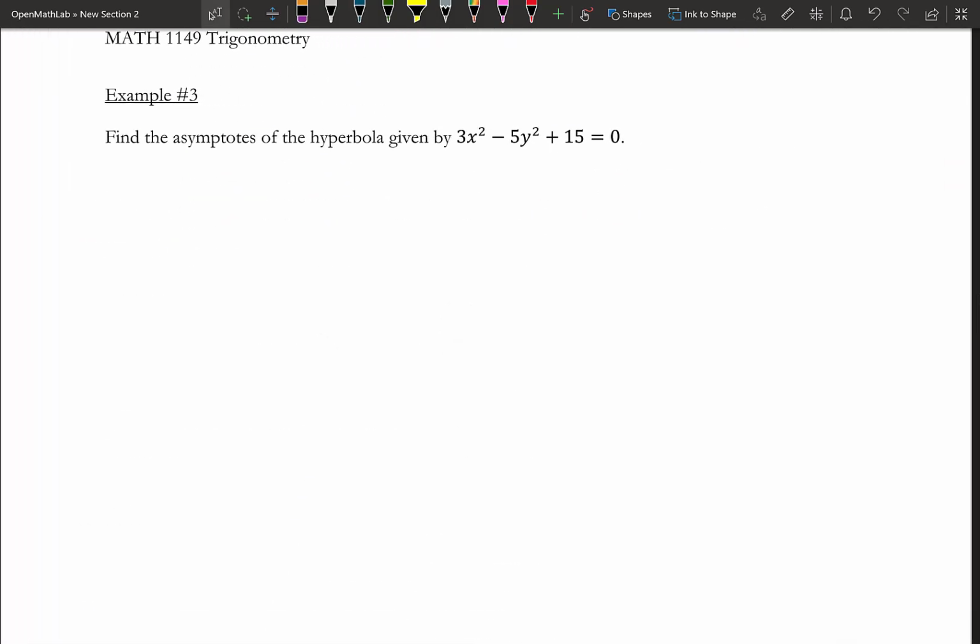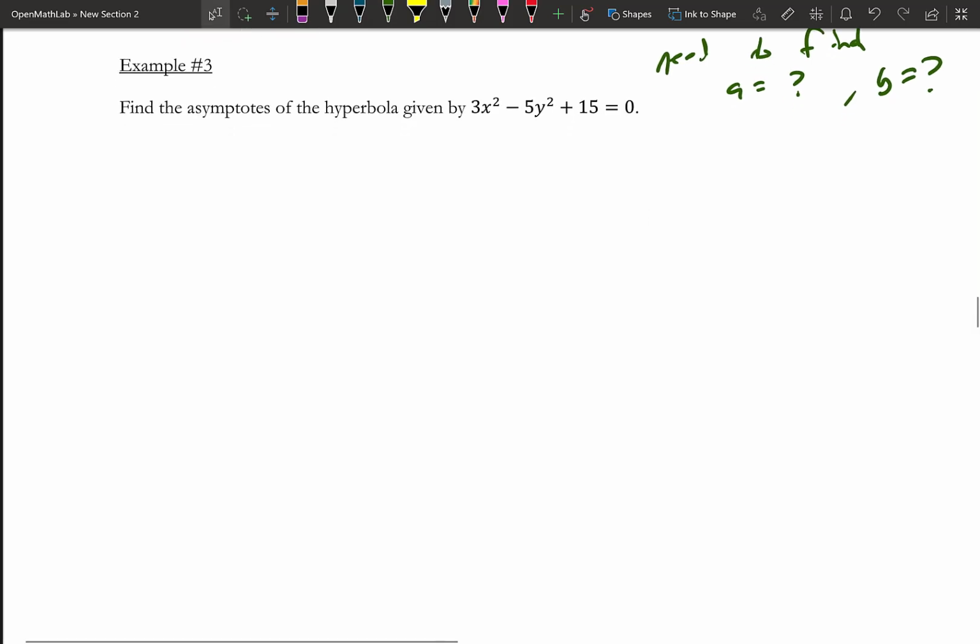All right, so then example 3, we were asked to find the asymptotes of the hyperbola given by the following equation. If we look at the table to get the asymptotes, what I need to find is what a and b are, so I can answer the question. Notice this is not in standard form, so that's the first thing I would start with.